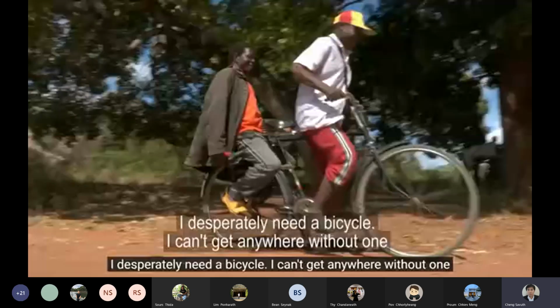A bicycle can make a huge difference to the lives of the rural poor. They can carry much heavier loads to the market and earn more money. They can travel to find work, and if they get sick, they can reach a health clinic in time.